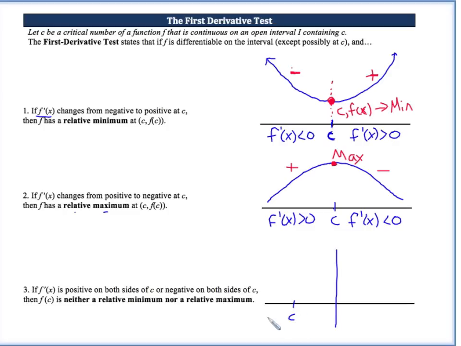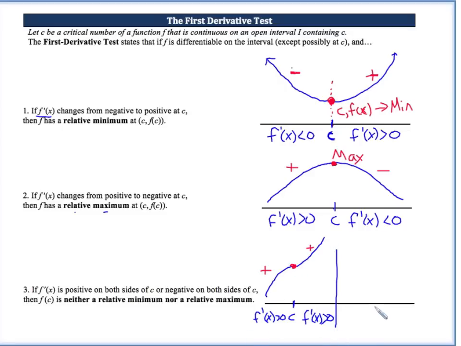So here's a c, and let's just say f prime of x is positive on this side of c, and f prime of x is also positive on the other side. So let's think about what that means. It means we have an increasing function, and then at c it's going to equal 0, and then it has to be increasing again. So here we had a positive, here's our critical number, f of c, but then it's positive again. So notice this is not a maximum or a minimum.